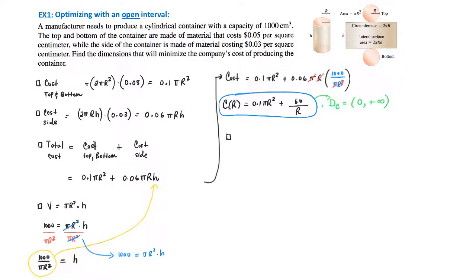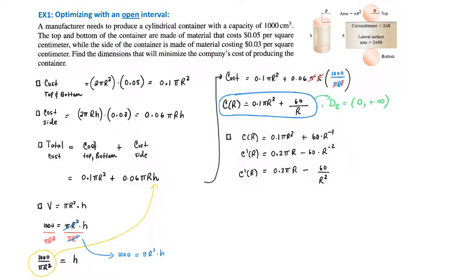I need to find the derivative. In order to differentiate, I find it easier in this case to take 60 over r and rewrite it as 60 times r to the negative 1. And now differentiation becomes straightforward. So then differentiating, we are going to have here 2 times 0.1, that is going to be 0.2 pi, and then r minus 60 times r to the negative 2. And then this is going to give me 0.2 pi r minus 60 divided by r squared. And that becomes the derivative c prime of r. So this is what we get for that value.